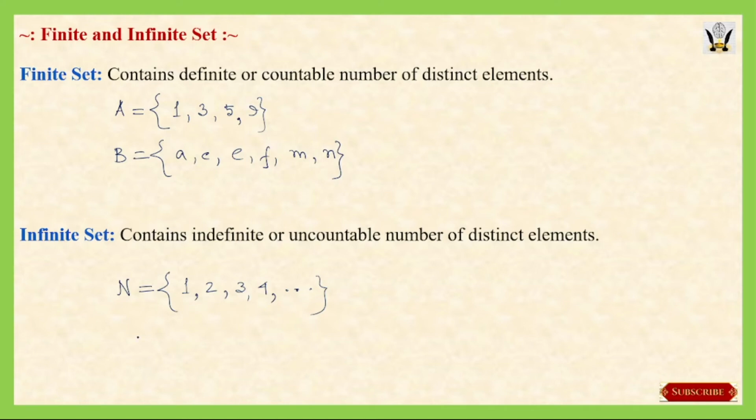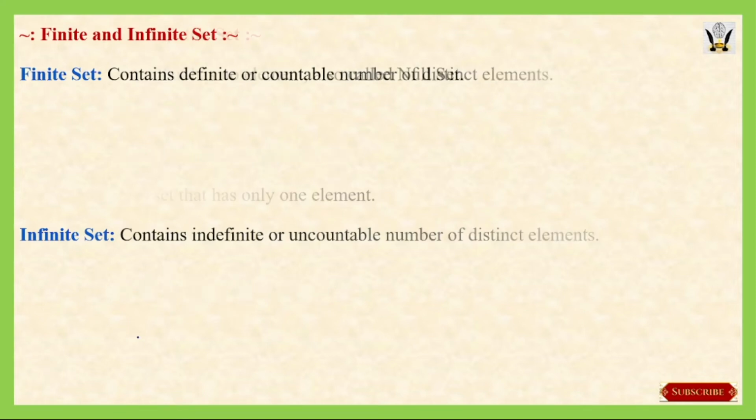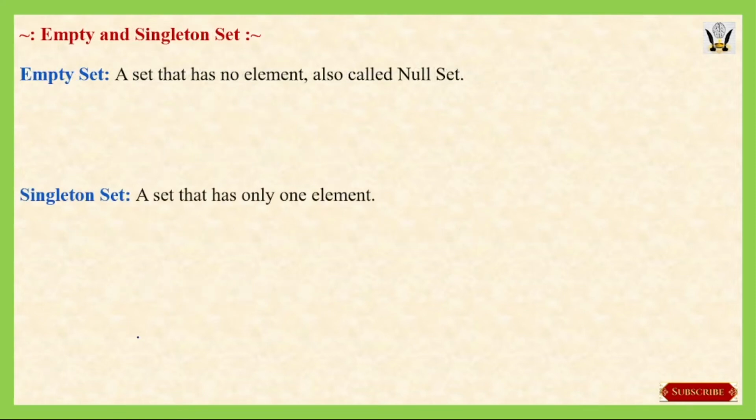Then suppose that we want to form a set with all the stars in the sky. That is also something we cannot count, we cannot end the counting of the stars in the sky. So if we form that type of set, then that will also be an example of an infinite set. Now the next type of set that we will learn is the empty set. An empty set, as you can understand from empty, will have no element, and that set is also called the null set.